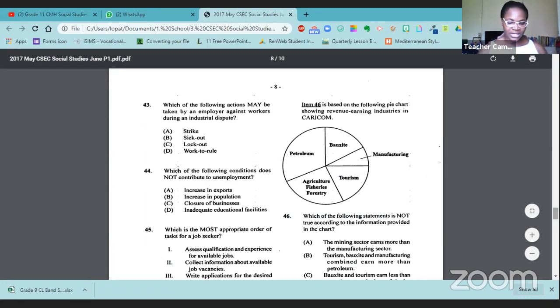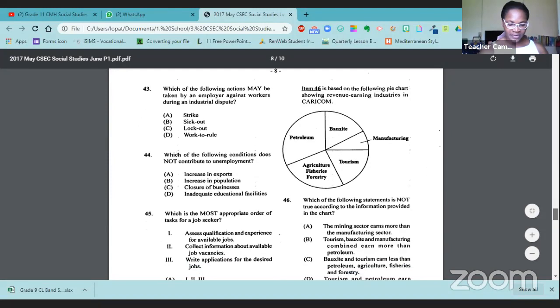Which of the following actions may be taken by an employer against workers during an industrial strike? And we did have the lockout as the answer before. Which of the following conditions does not contribute to unemployment? And we have A, increase in exports. We have seen this already.